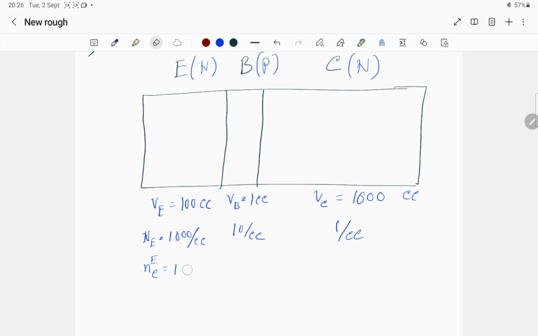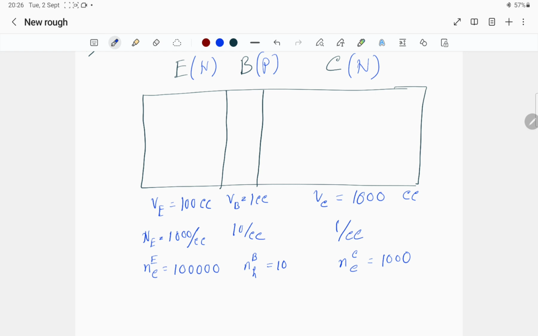Let us just forget about the commas. So this would be the number of electrons, right? And what about the number of holes in base? It will be 10, right? What about the number of electrons in collector? It will be 1000, right?